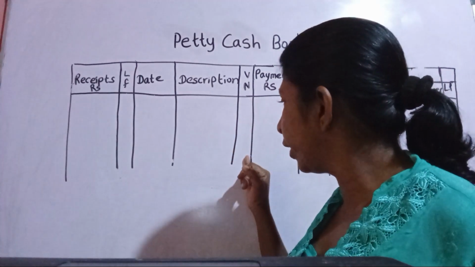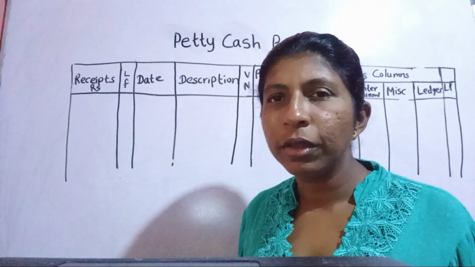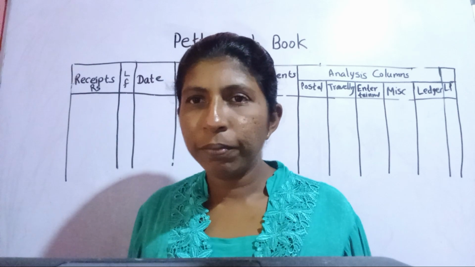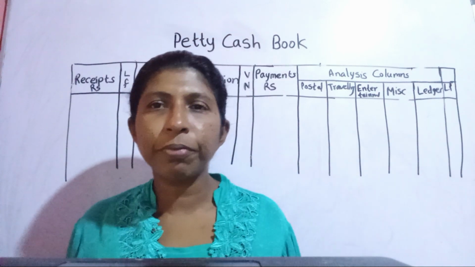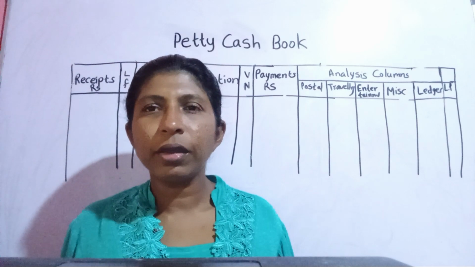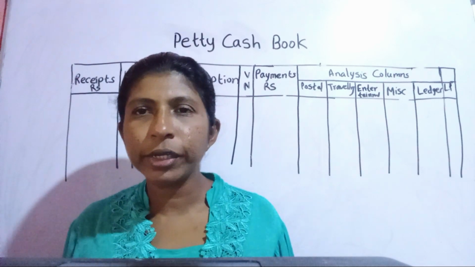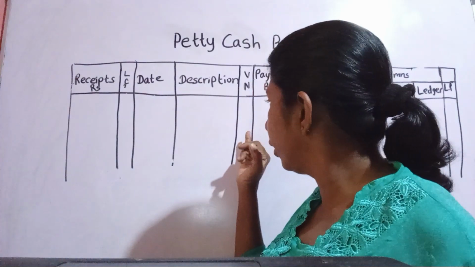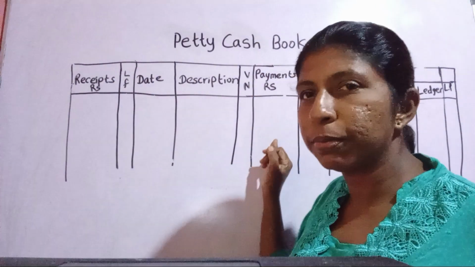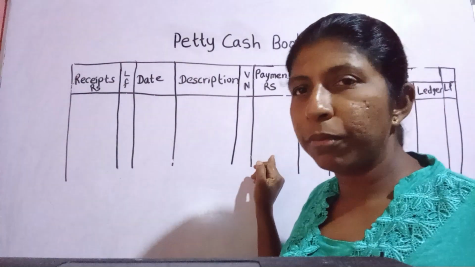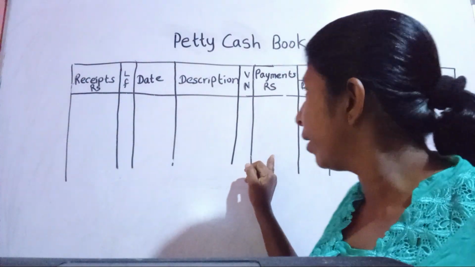The next column is the voucher number. When we are making payments out of petty cash, we have to prepare a separate voucher. Therefore, that voucher number we have to enter here in the voucher number column. Then the next column is payments. That means the amount of the payment we have to enter there.